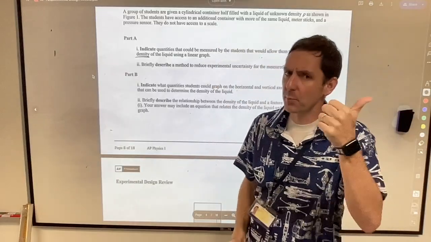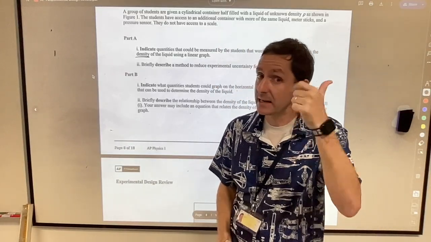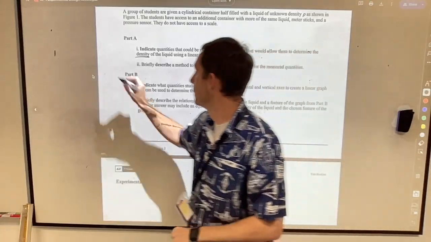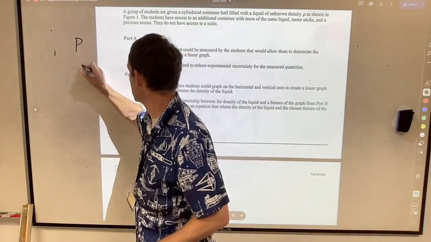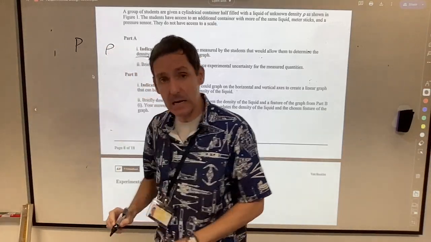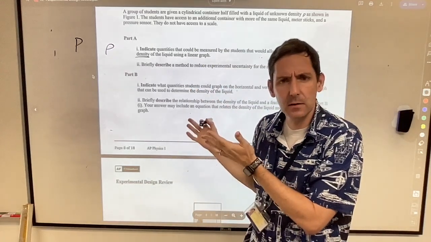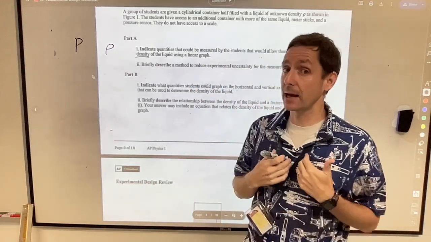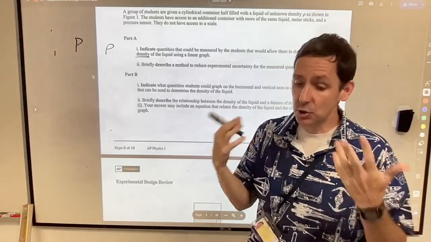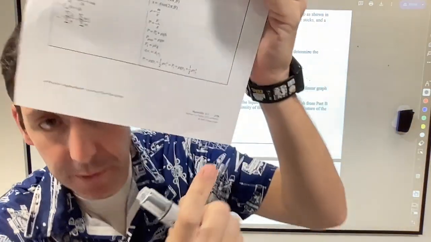Well, remember I have a meter stick and I have a pressure sensor. So I can definitely measure pressure. I'm trying to get density. So do I have an equation that connects pressure and density? They're not giving me an equation, so that means I've got to come up with it. I have to use my physics knowledge, which is pretty darn good, to come up with an equation.